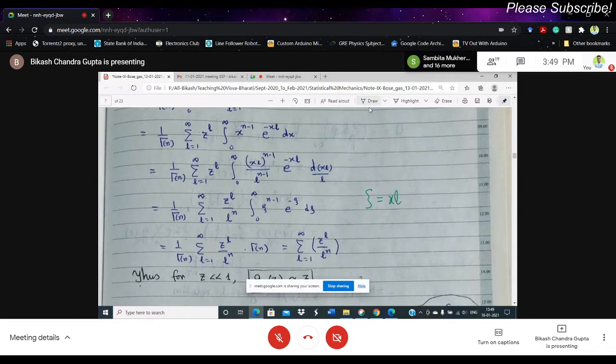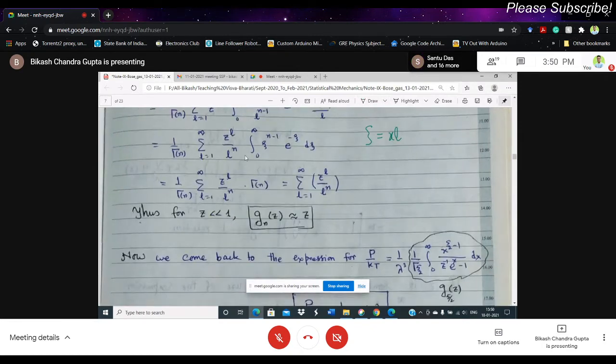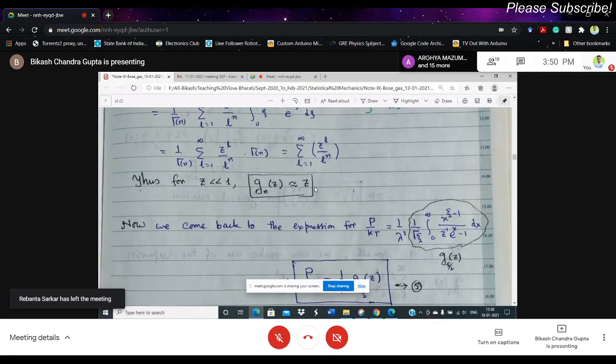You can write this as xi to the power n minus 1, from 0 to infinity, and of course this is a gamma function, and this is gamma n. So you can write it as gamma n cancels, and it is the summation l equals 1 to infinity of z to the power l by l to the power n. Now thus for z pretty less than 1, as I said, g n of z is z. I already told you earlier, right? g n of z is z.